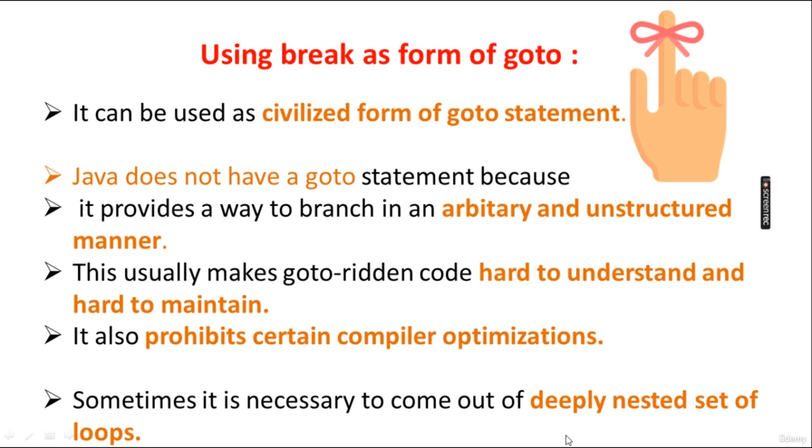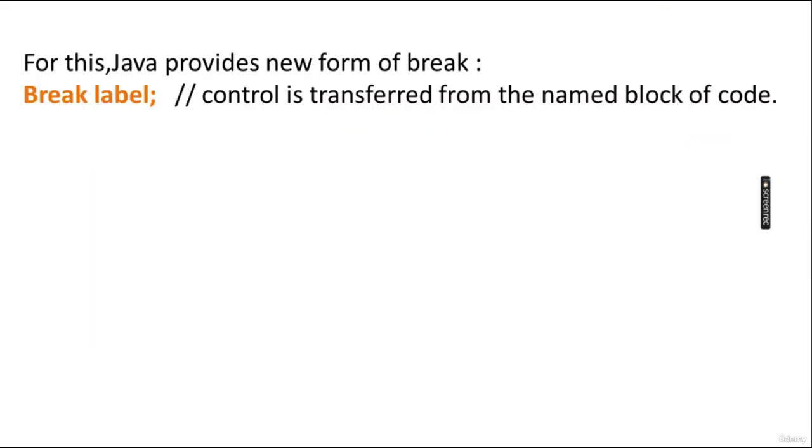This usually makes goto code hard to understand for a new programmer who is handling the code, and hard to maintain. It also prohibits certain compiler optimizations. Sometimes it is necessary to come out of a deeply nested set of loops. So to come out of a deeply nested set of loops, we will require something to come out of. For that purpose, we use break label.